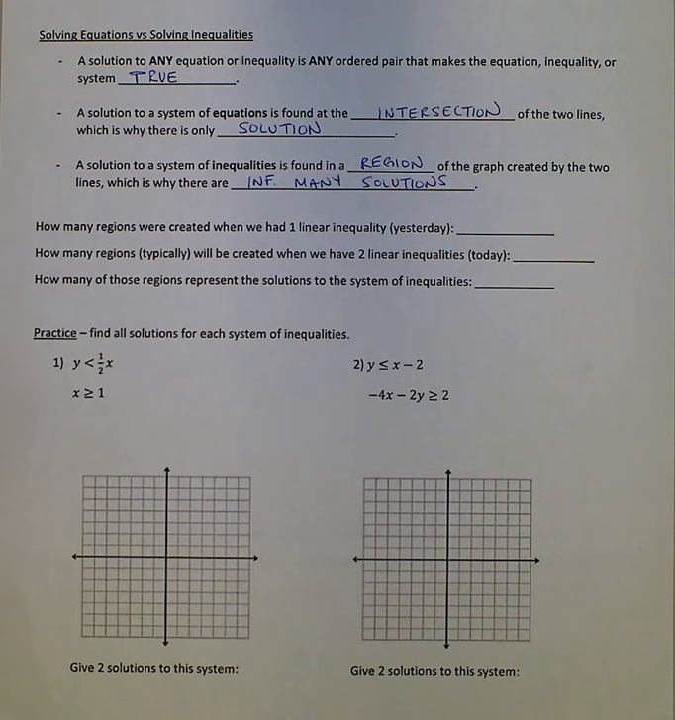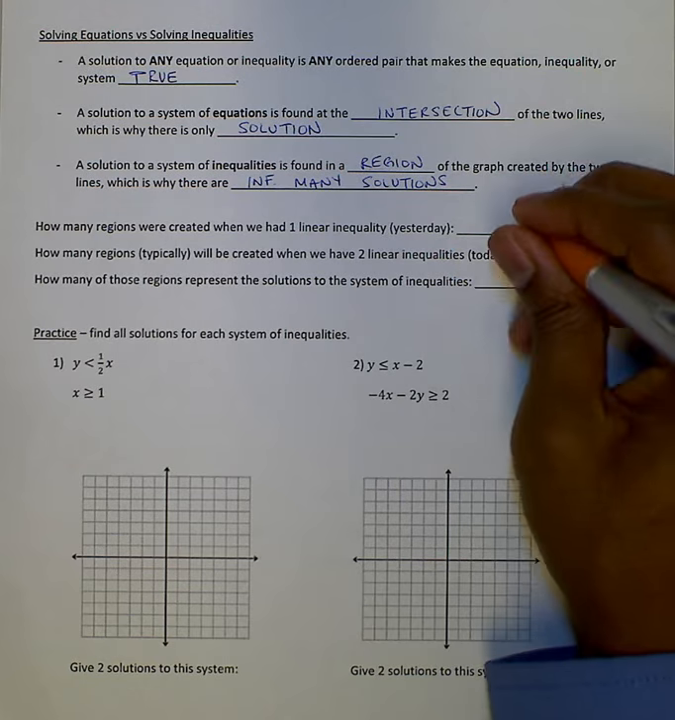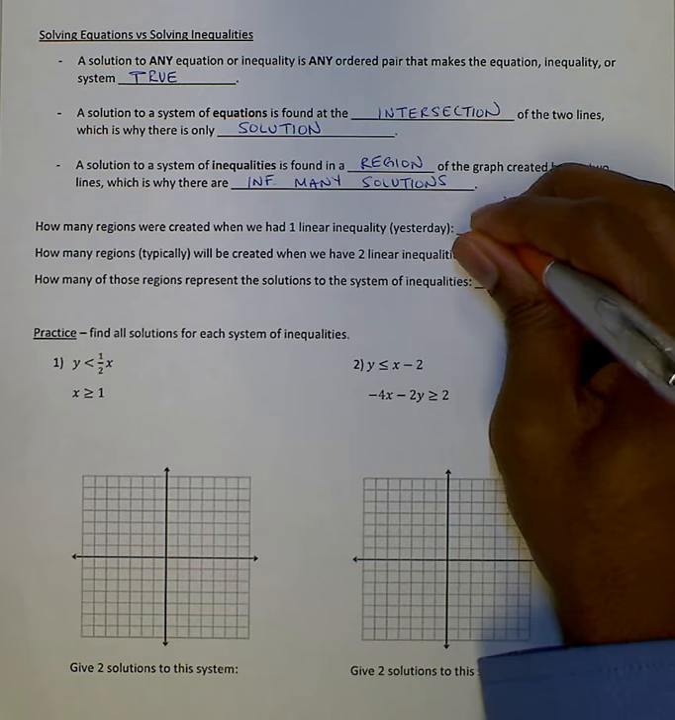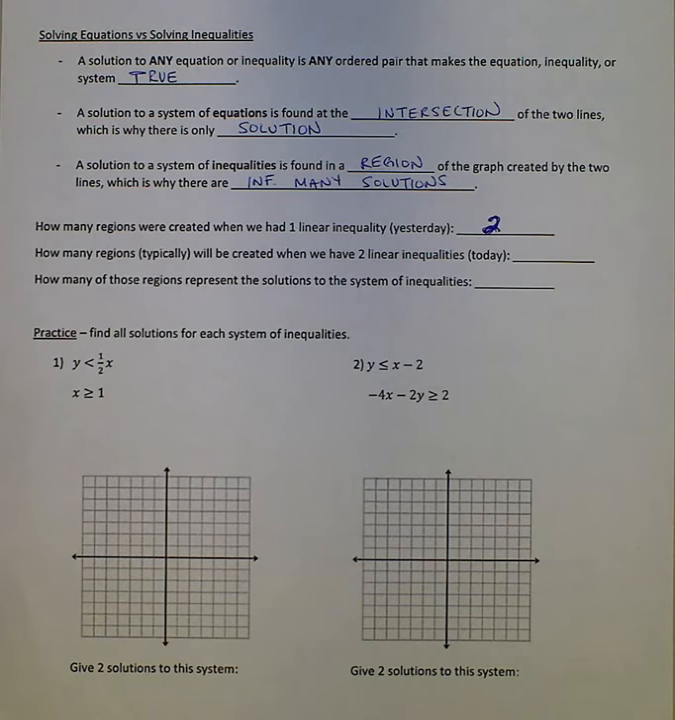How many regions were created when we had one linear inequality? Yesterday we saw that there were two regions. Okay, we had one above or one below the line. Either above or below were the regions.